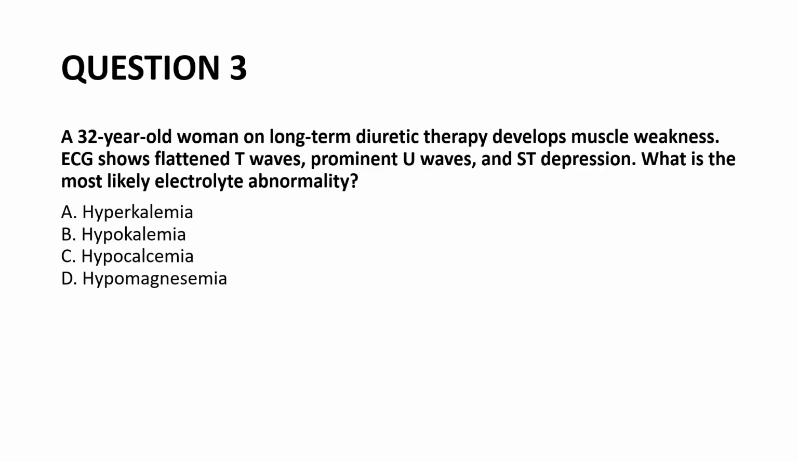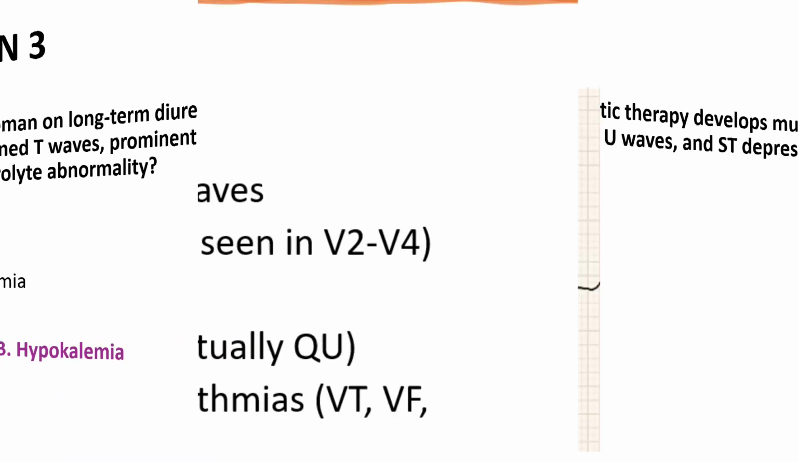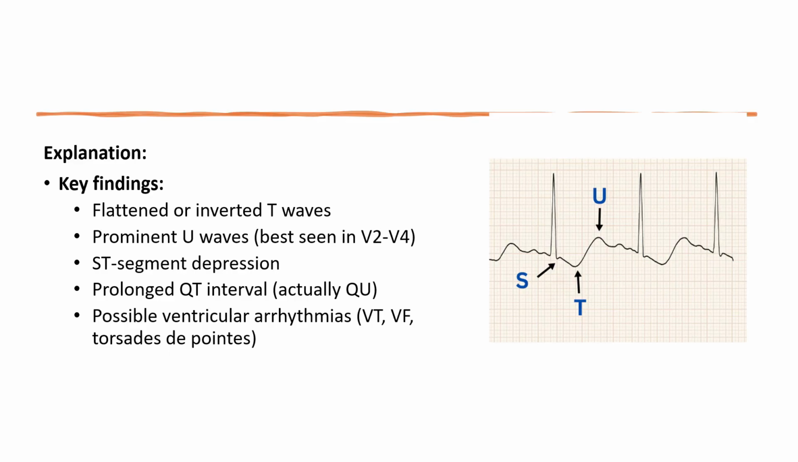The correct answer is hypokalemia. Diuretics like furosemide and thiazide cause urinary potassium loss. Hypokalemia on ECG will reveal flattened or inverted T waves, prominent U waves, ST segment depression, prolonged QT interval, ventricular tachycardia, ventricular fibrillation, torsades de pointes. This ECG shows us the features of hypokalemia. This is the T wave inversion, prominent U wave, and ST segment depression.